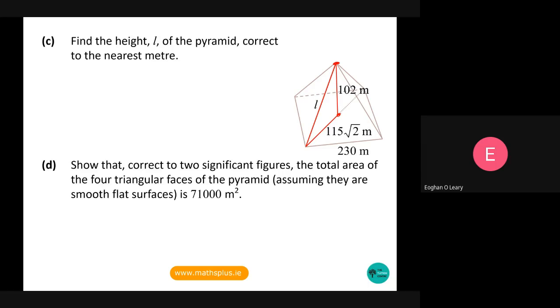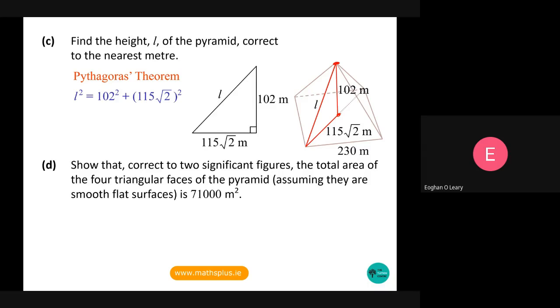From part B, we know that we have the 115 root 2. Because that's horizontal and the 102 is vertical, we obviously know we have a right angle triangle. And it's actually just Pythagoras from there to get your answer. And you get your answer to the nearest meter, and it's 192 meters is your length for L.